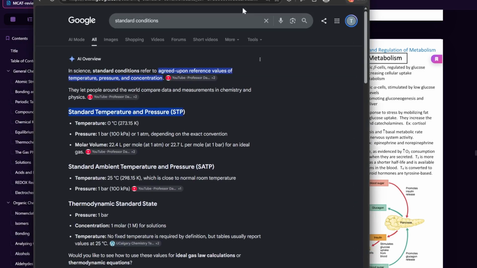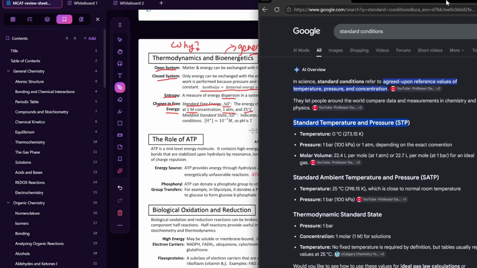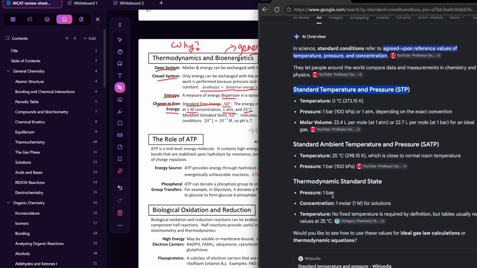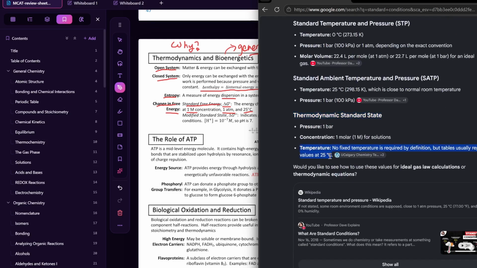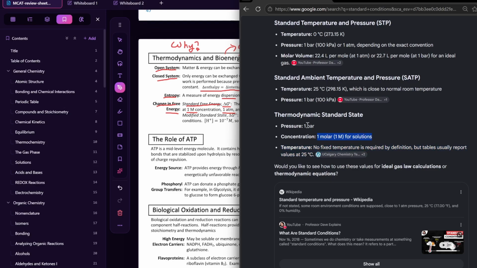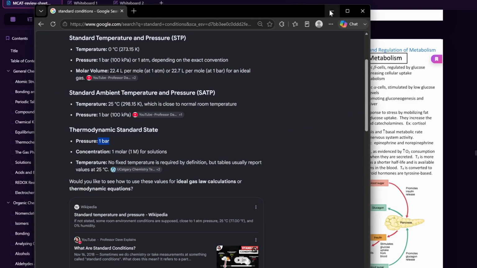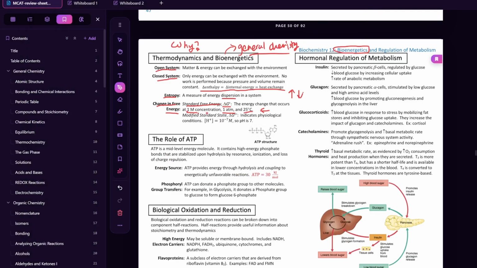Standard conditions, the thermodynamic standard state here, is when your temperature is at 25 degrees Celsius, 1 molar for all solutions, and it says 1 bar here, but we are going with 1 atm. Okay, so just know that these are basically standard. So that's why anything delta G, anything with a circle there means standard for that variable. That's why it has that little degree symbol there for delta G.